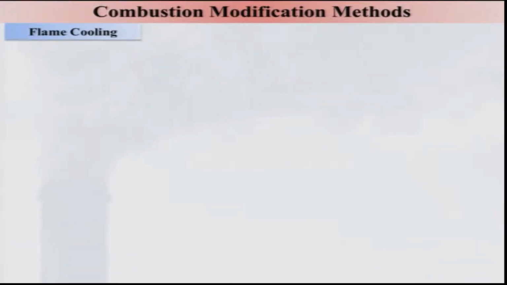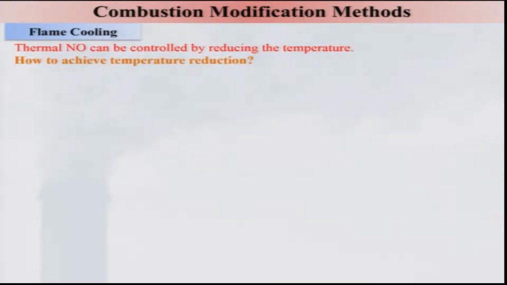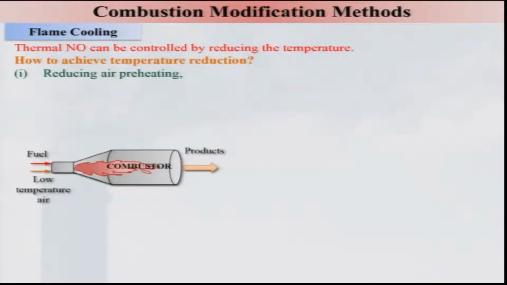And let us now look at flame cooling. The thermal NO can be controlled by reducing the temperature of the gas which is being produced. How to achieve the temperature reduction is the question. This can be done by reducing the preheating of air which is entering the combustion chamber. Let us look at a combustion chamber in which the air is coming, this is your air, and it can generally be preheated to reduce the CO emission level and also enhance the combustion efficiency. However, you can reduce this preheating air temperature.